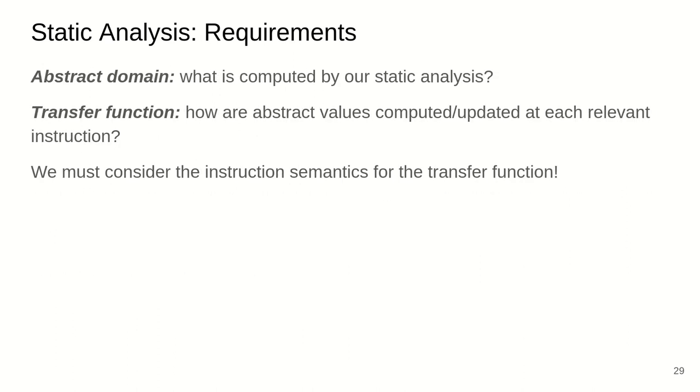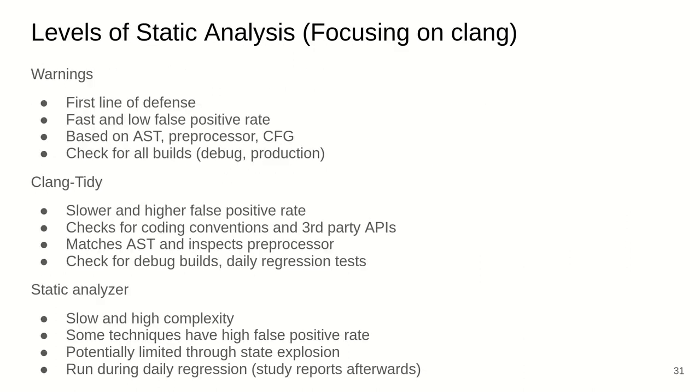Now there are certain levels of static analysis here. If you focus on clang, for example, there's warnings. That's the most simple level that you can do. It's like a first line of defense. You simply turn on a couple of warnings during compilation. These are fast, have a low false positive rate, and often build on AST, preprocessor, and CFG. You should check those for all builds, both debug and production, and simply go through them whenever you can.